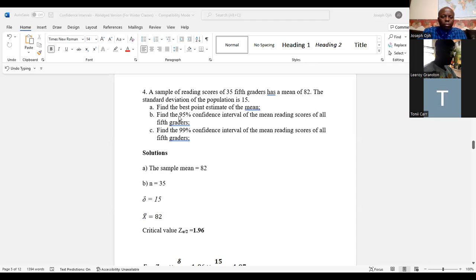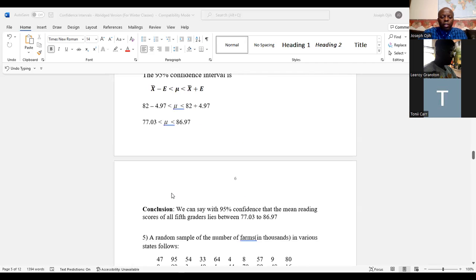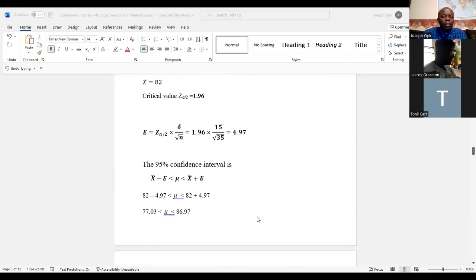Now, we look at the example we are solving. Remember, we did part A and part B. The question is to find the confidence interval for the mean. A sample of reading scores of 35 fifth graders has a mean of 82. The standard deviation of the population is 15. Find the best point estimate for the mean. We answered that already. Part B said find the 95% confidence interval for the mean reading scores of all fifth graders. We answered it here, that was the last one we answered before we were timed out. Then let's go to part C.